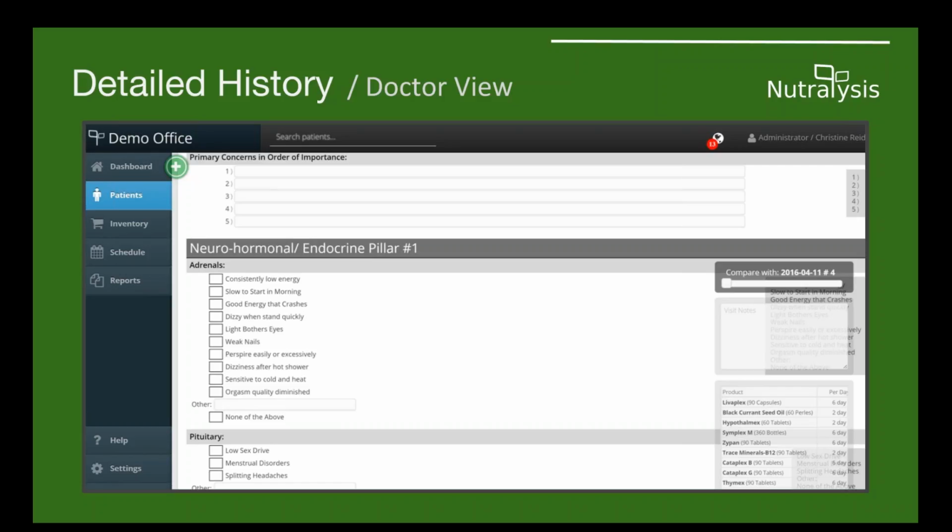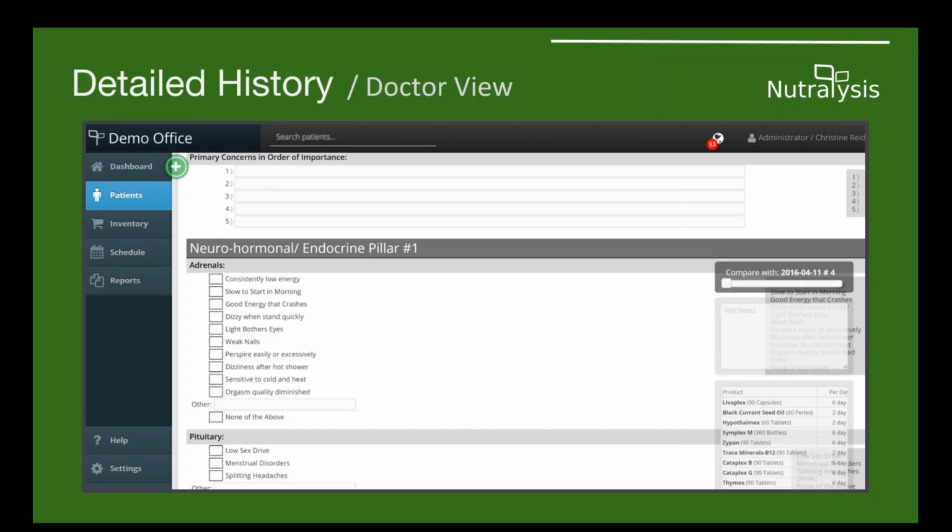Yeah, mm-hmm. That's a great way of doing it. I never thought about it like that. Yeah. The detailed history, I really like how it's written because it does make it very easy for the patients to fill out as well. We've had a lot of good feedback from patients saying how easy this is to use.